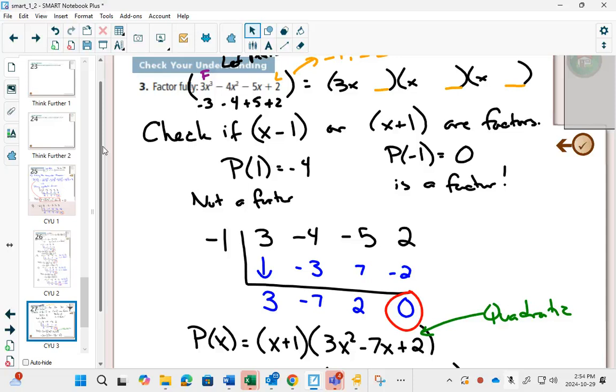Once you get one, you just have to redo it to get another one. And then redo it to get another one, until you get down to that quadratic. And then you're fine.